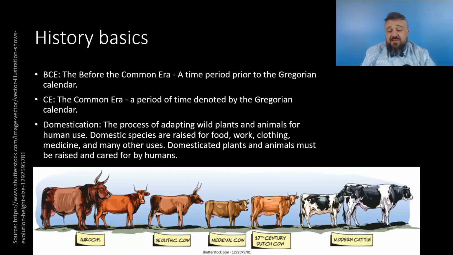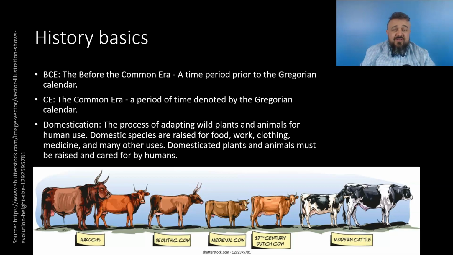So let's have some history basics. First, we have BCE, before Common Era, which is a time period prior to the Gregorian calendar. The Gregorian calendar is the calendar we use today. If it's 2023, that means it's 2023 CE, the Common Era, a period denoted by the start of the Gregorian calendar. We use the Gregorian calendar, but we use BCE and CE as our language because that is inclusive language. It's not just sticking to one particular part of the globe.